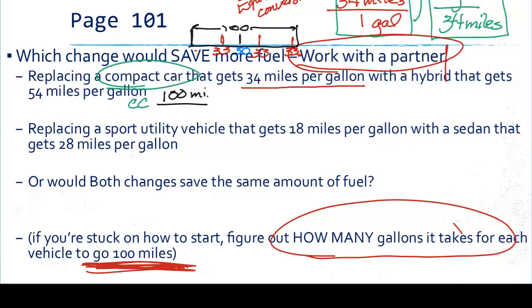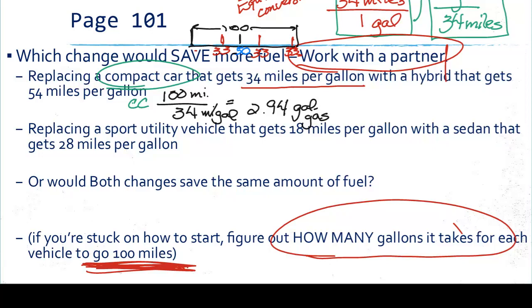But if we actually divide it and take 100 divided by our 34 miles per gallon, you are going to get, what'd you say, 2.98? Where'd she get 2.98? Oh, 2.94? Yeah. But it's pretty close. 2.94 gallons of gasoline, okay? That's for the compact car.